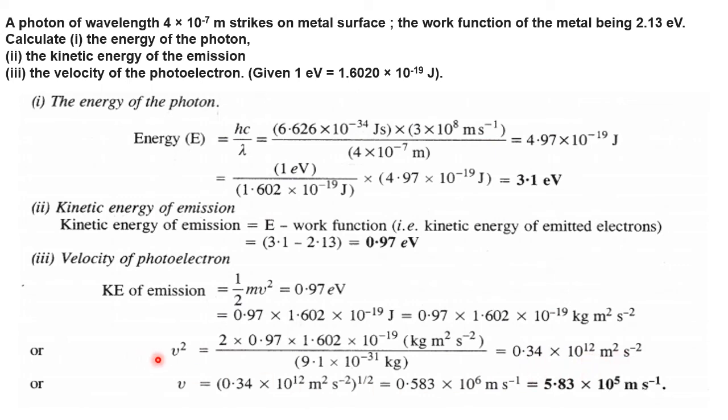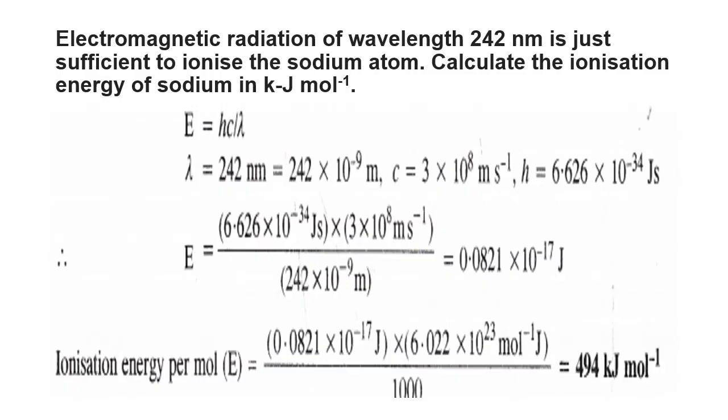Now what is v equal to? v equal to square root of this value. When you simplify by any method, log or any other method in mathematics, we get the answer 5.83 into 10 to the power 15 in scientific notation, meter per second.